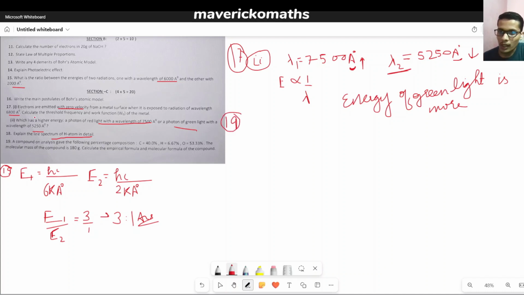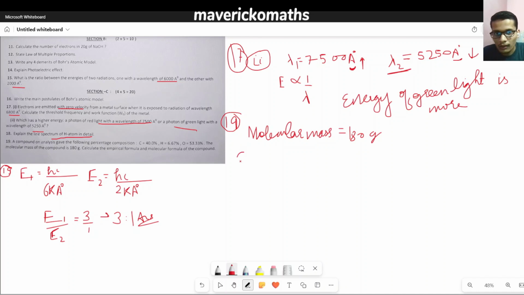A compound on analysis gave the following composition: carbon 40%, H 6.67%, oxygen 53.33%. The molecular mass of the compound is 180 grams. Okay, we are given the molecular mass. Now we have to find the empirical formula and then the molecular formula.